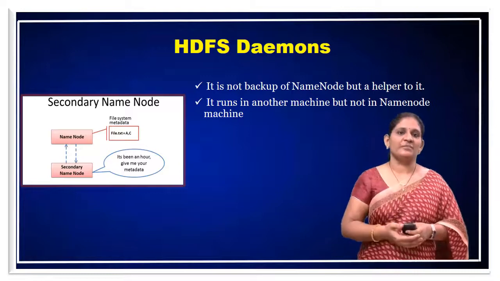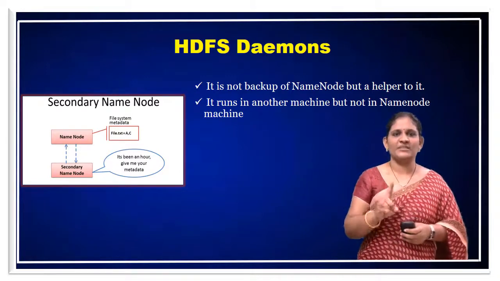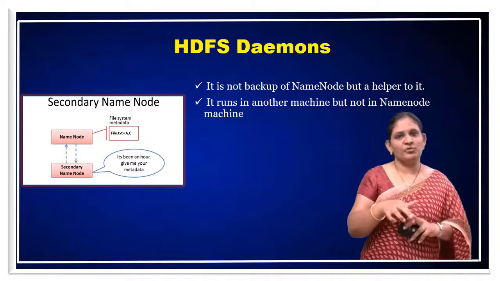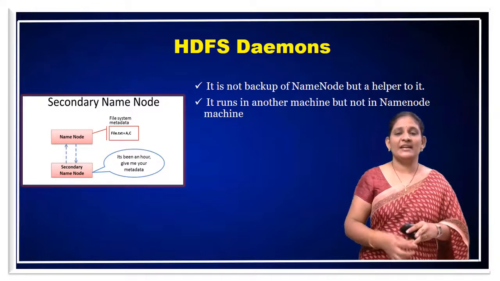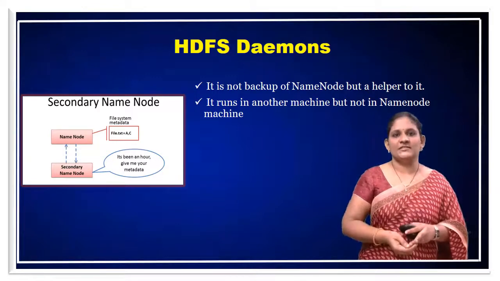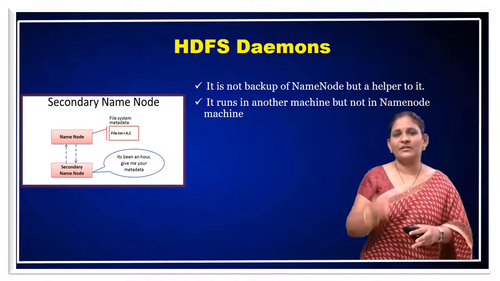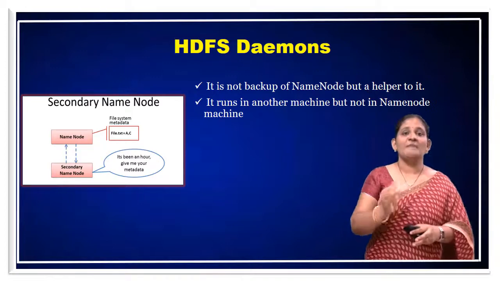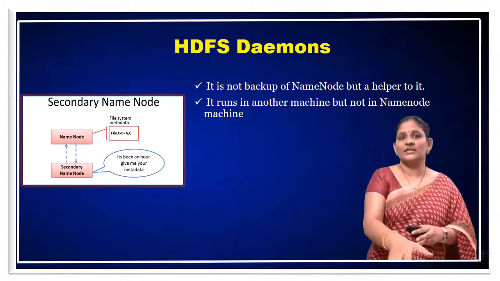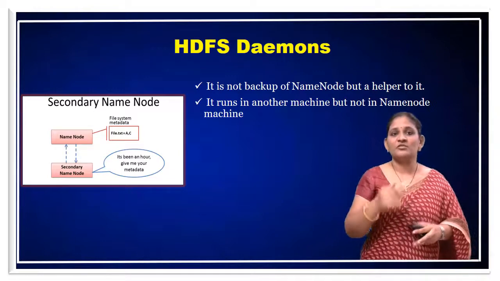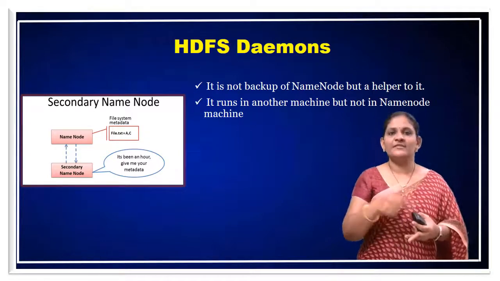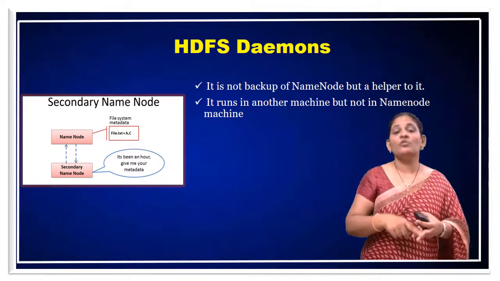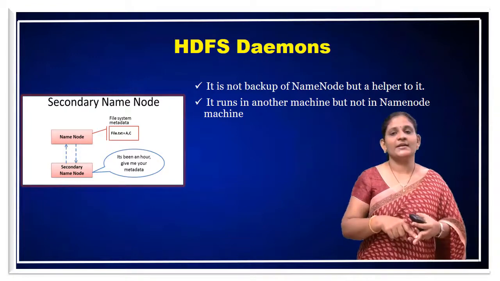It won't run in the master machine. I said that in the cluster there will be one client machine, one master machine and many slave machines. In the master, the name node will run, and this secondary name node will be running in one of the machines in the cluster, but not in the master machine. Make sure that the secondary name node is not working in the master machine, because in the master only name node and job tracker will be running. We will see the job tracker in the next slide.